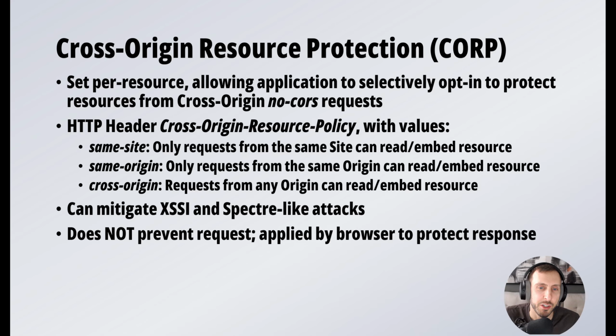You can't have it. So it can have values such as same-site, which I think is probably quite intuitive, same-origin, as well as cross-origin, which of course would be the permissive case. So same-origin would be most restrictive, cross-origin would be most permissive in terms of what can load and embed that resource via a no-cors request. I think this should all be familiar by now. It can also mitigate, in addition to cross-site script inclusion attacks, Spectre-like attacks, which are a little bit outside of the scope of this session.